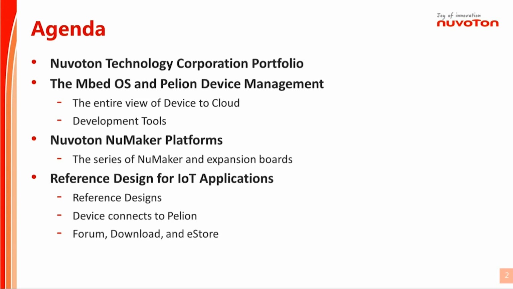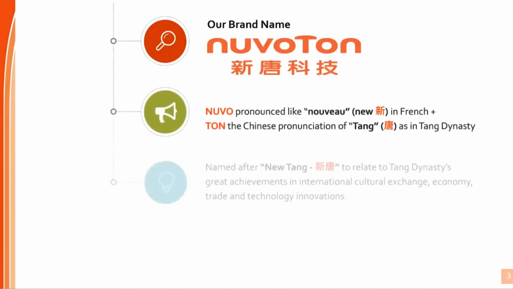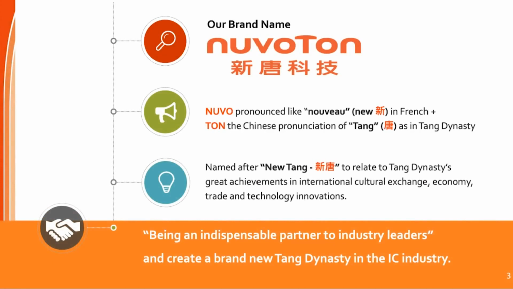Next is to introduce the Nuvoton Nu Maker series and expansion boards. Finally, introduce some reference designs and resources for your reference. First of all, let me have an introduction to Nuvoton. Nouveau indicates news in French. Ton indicates the Tang dynasty. Nuvoton indicates the new dynasty, in Chinese Xintang.